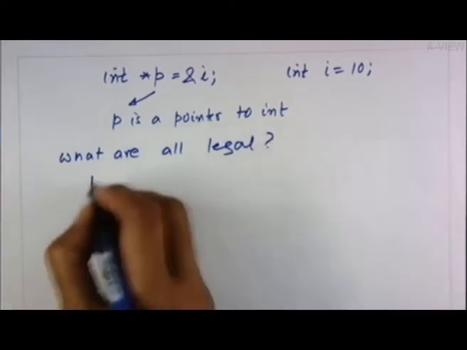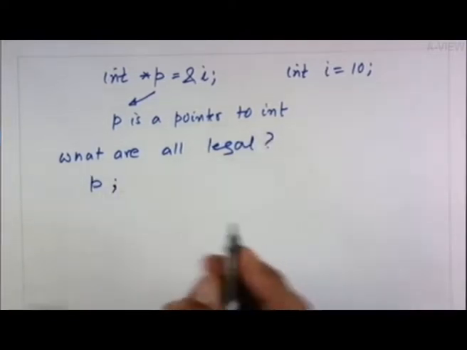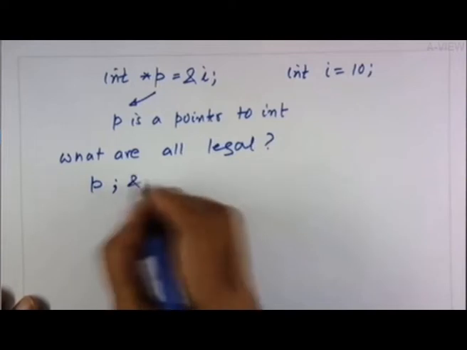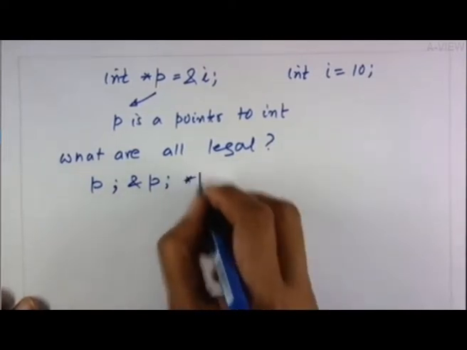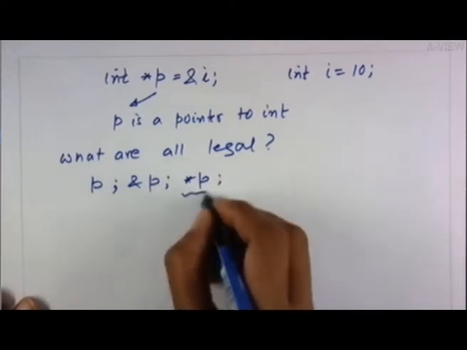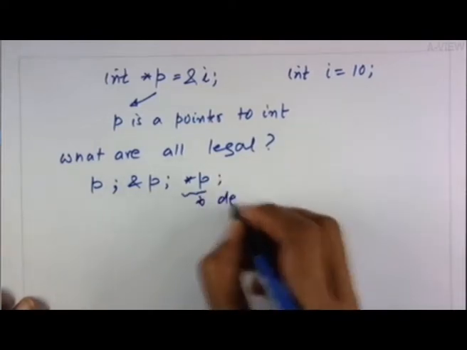I can ask what is p? It's supposed to give me a value. I can ask what is address of p? It's supposed to give me a value. I can ask what is *p? It's still supposed to give me a value. But this is called the dereferencing operation.